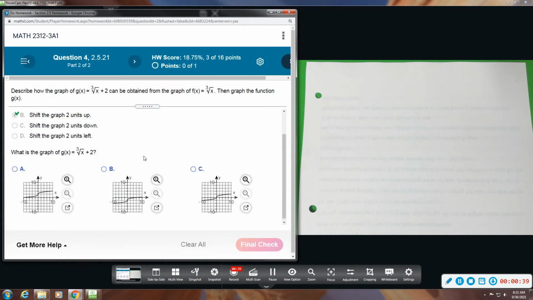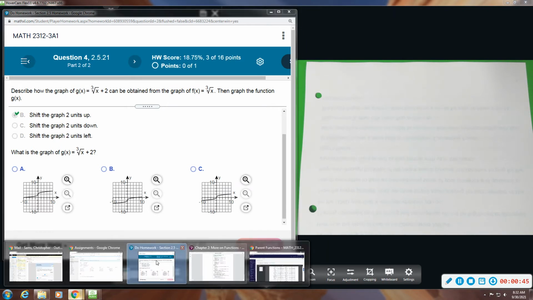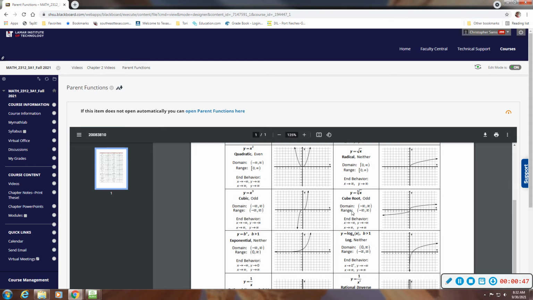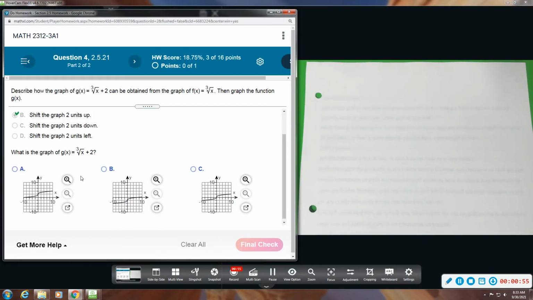And then the graph, let me see if the cube root is one that is given. Yes, it is. Here it is. So here's a cube root. We're going to just shift it up 2 units based on the function. So cube root goes up 2 units.